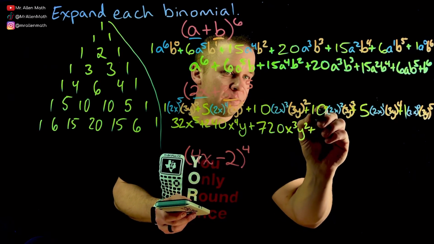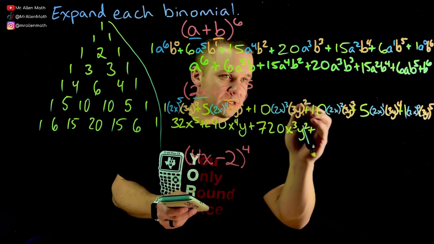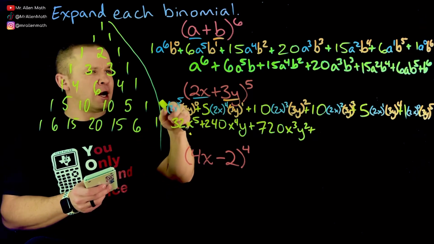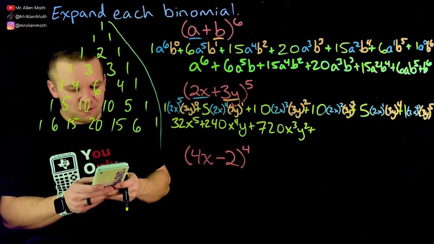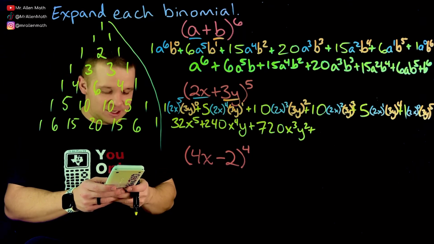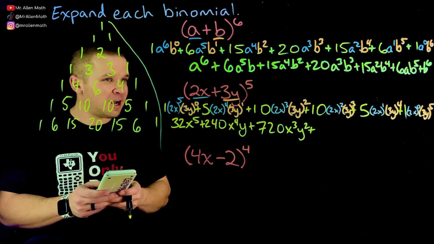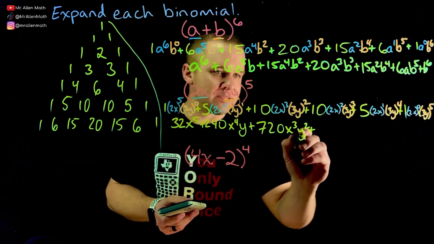Then we got 10 times 2 squared, that's 4, that's 40, times 27. No, I'm just going to type it in. 10 times 4 times 27, 3 cubed, right? Yes. 1,080.